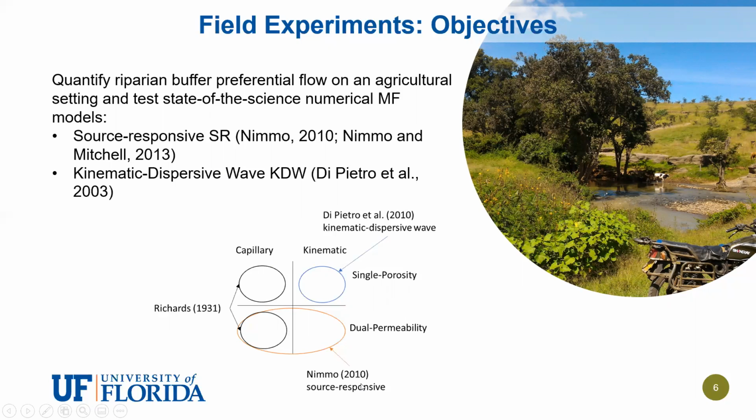The MACRO-like soil responsive model, for example, is expressed as a dual permeability model, but it is analytically solved as a dual porosity model that accounts for both capillary and kinematic flow. And Di Pietro et al.'s kinematic dispersive wave is described as a single porosity model, which aggregates matrix and macropore flow.